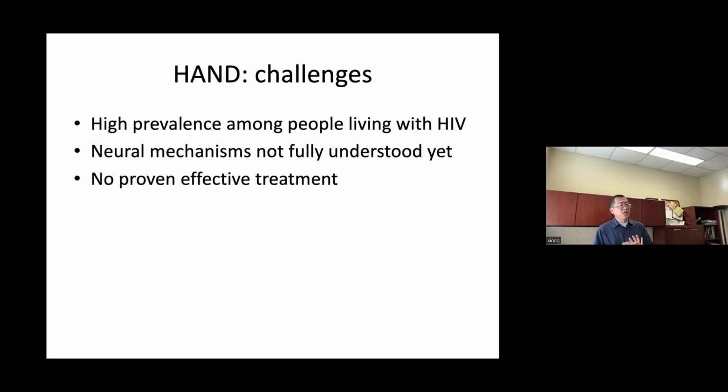Unfortunately, the neural mechanism underlying HAND is still not fully understood. As a consequence, we don't have a proven effective treatment for HAND. That's becoming more and more important because we have an aging population. Once they get older and older, HIV and aging might interact with each other, plus some other factors might increase their chance of dementia much higher than the general population.